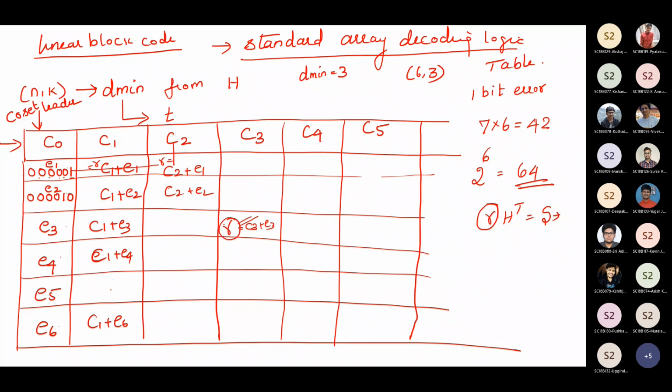By seeing the received vector in this table, I can conclude that C3 is the transmitted code word, and the error vector for the syndrome is E3. So E3 is added to the transmitted code vector and we received R. It means C3 was the transmitted code vector. Is this clear?